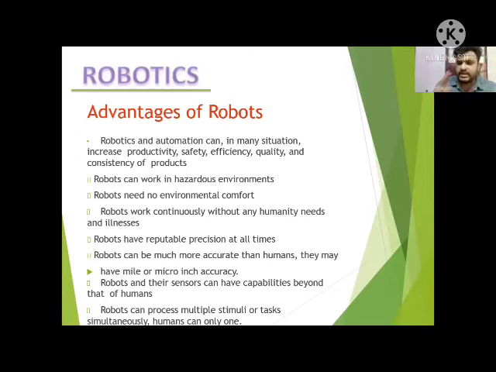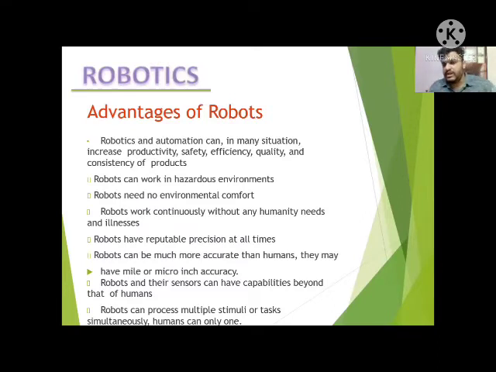Then the third advantage is that a robot needs no environmental comfort. That means that we humans need, for example, a fan when it is very hot, and we need water, we need food, etc. But a robot doesn't need anything like ourselves, because these are machines. They can work continuously, and they will not have any tiredness. That's the main advantage of the robot.